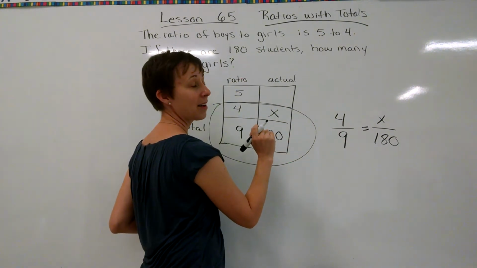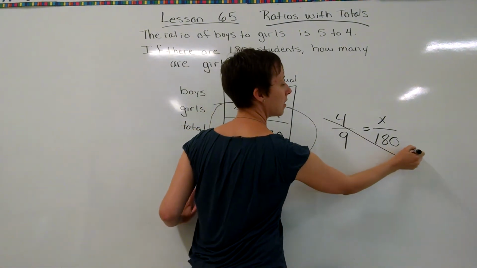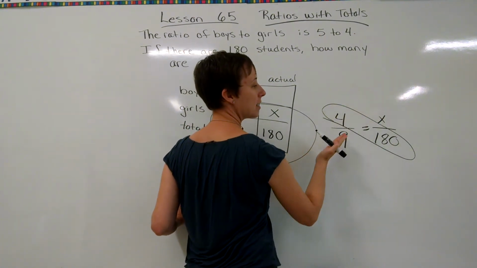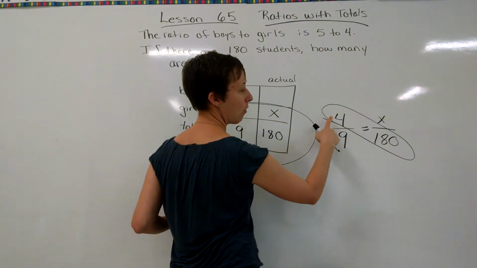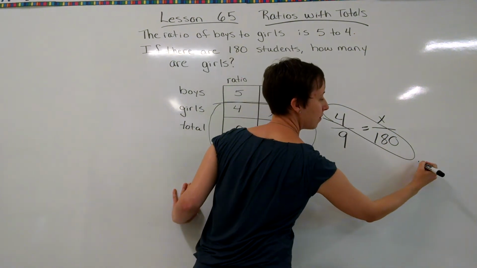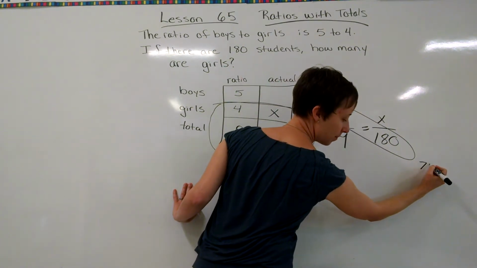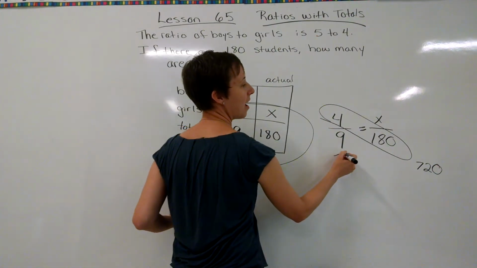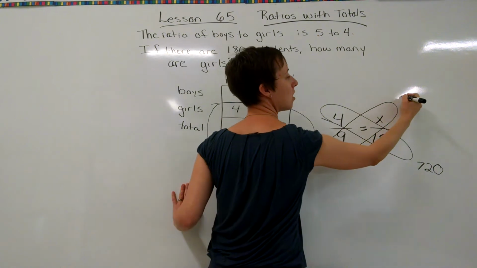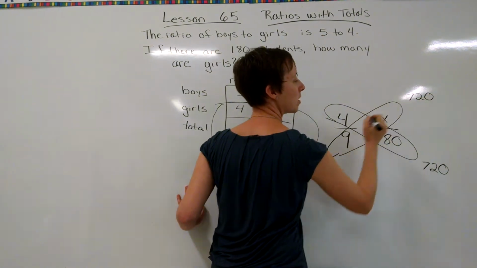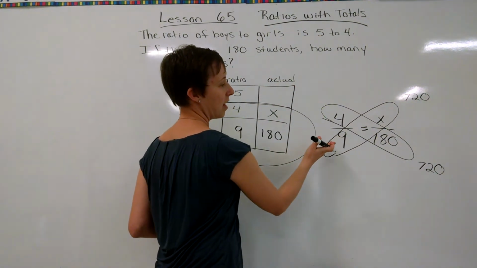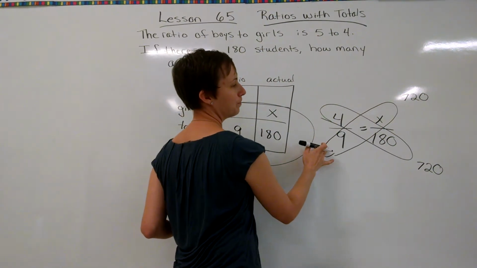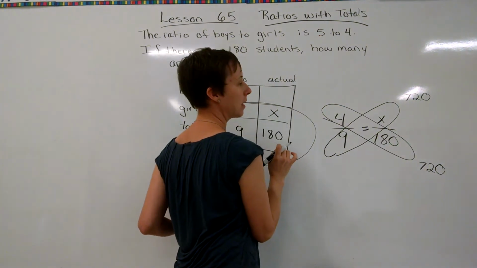We cross multiply. I know that 4 times 180 is going to give me the same total as if I multiply 9 times whatever x is. Well, 4 times 180 equals 720. That means that 9 times whatever the actual number of girls is also going to equal 720. 9 times something makes 720. 9 times what is 720?